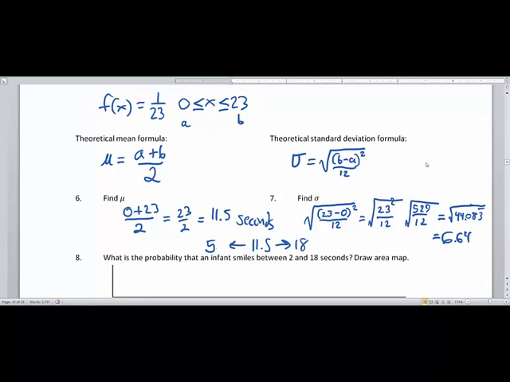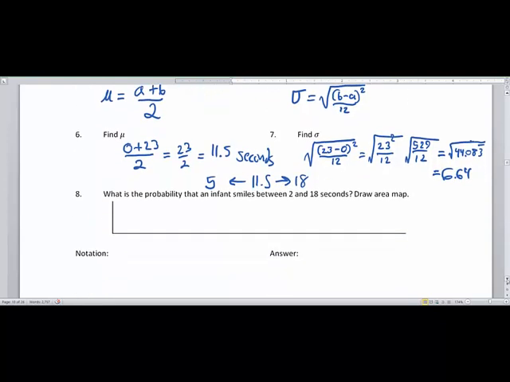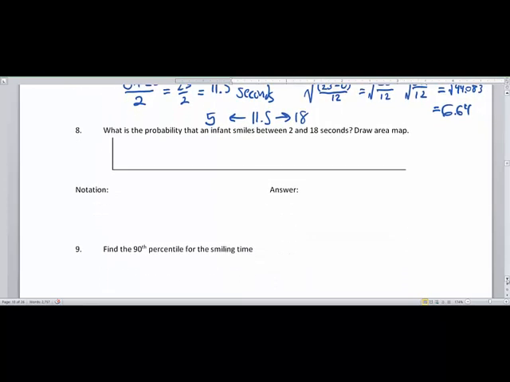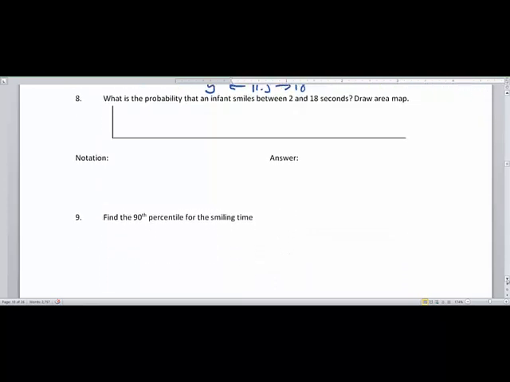So to a normal person who doesn't necessarily understand what standard deviation means, just explain it to them as the give or take off of the average. Now let's find some probabilities. What is the probability that an infant smiles between 2 and 18 seconds?